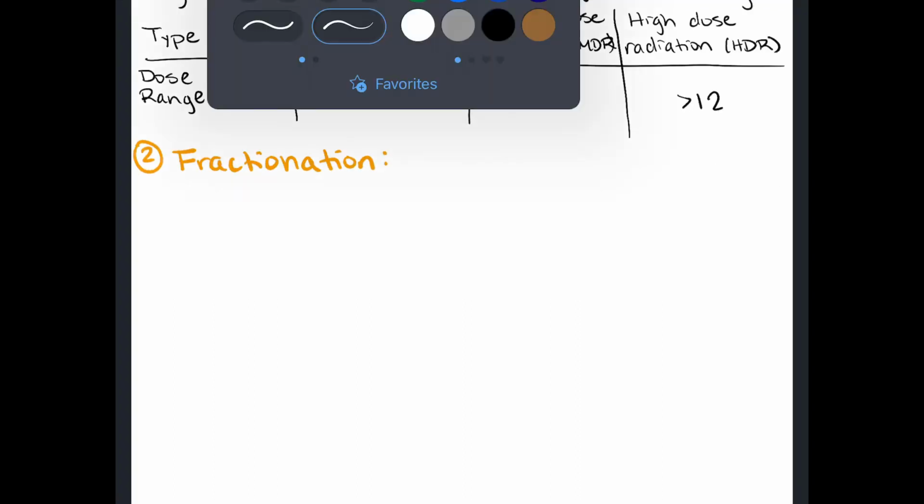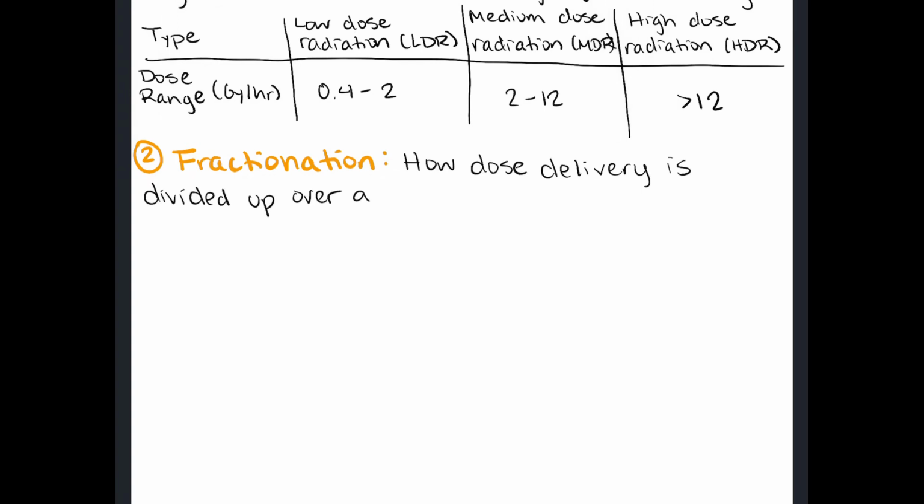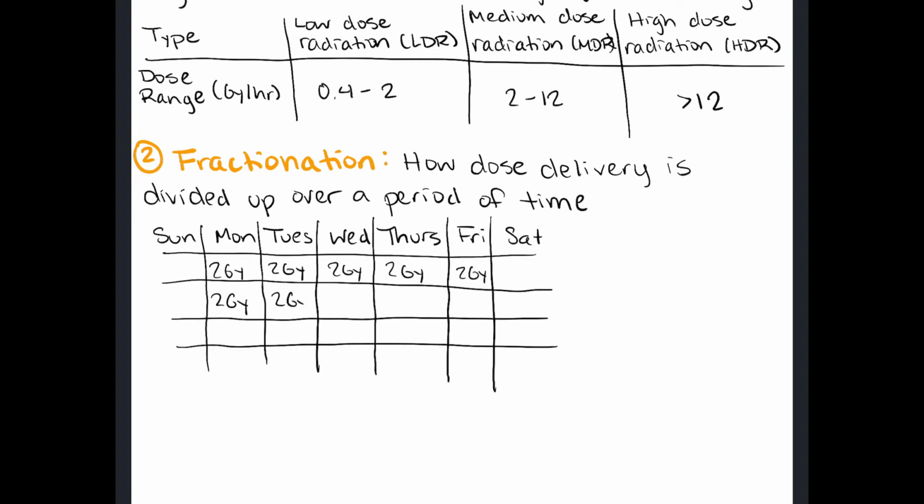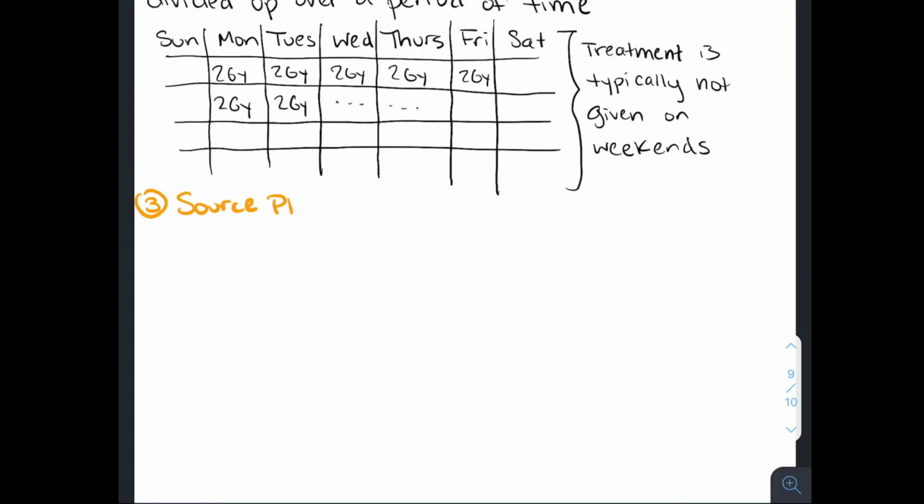Doses are spaced out over multiple days. This is known as fractionation. For instance, a standard brachytherapy fractionation scheme is 2 gray per day delivered over a period of 30 days. Finally, source placement describes where in the body radioactive seeds will be placed.